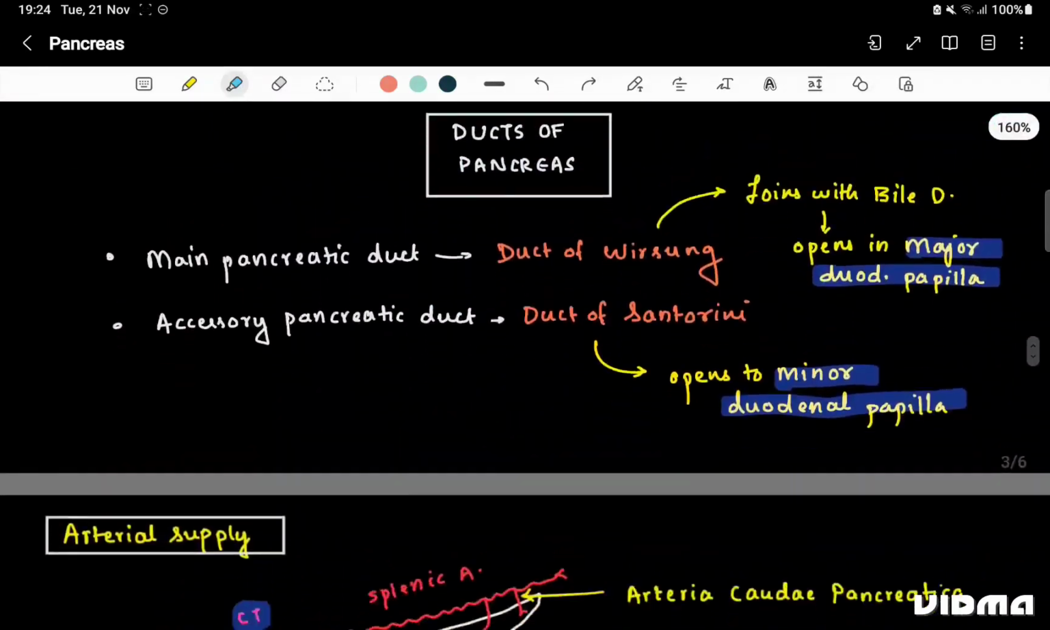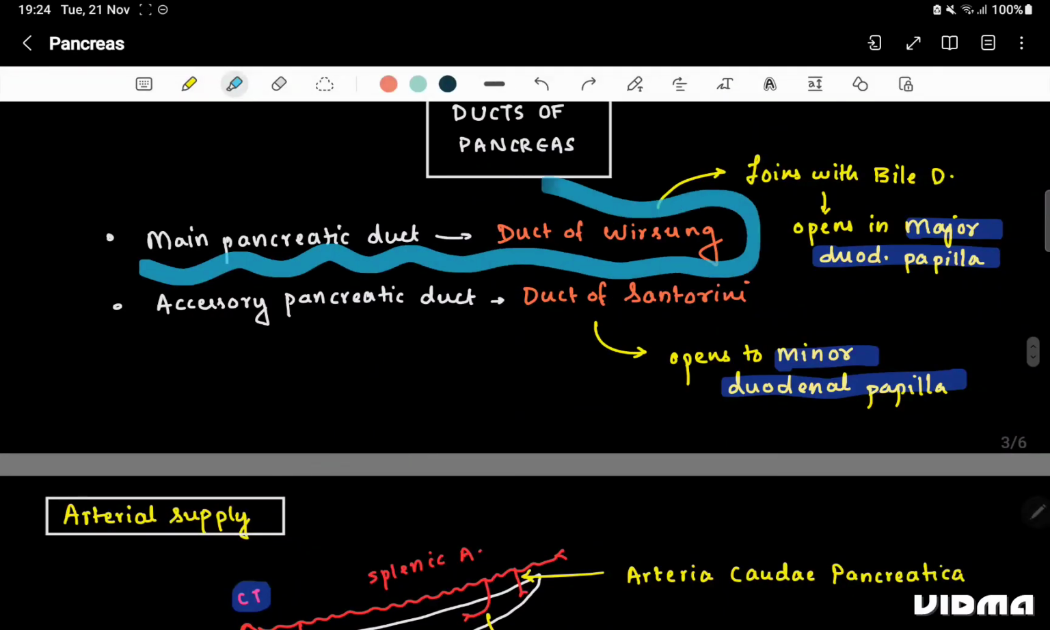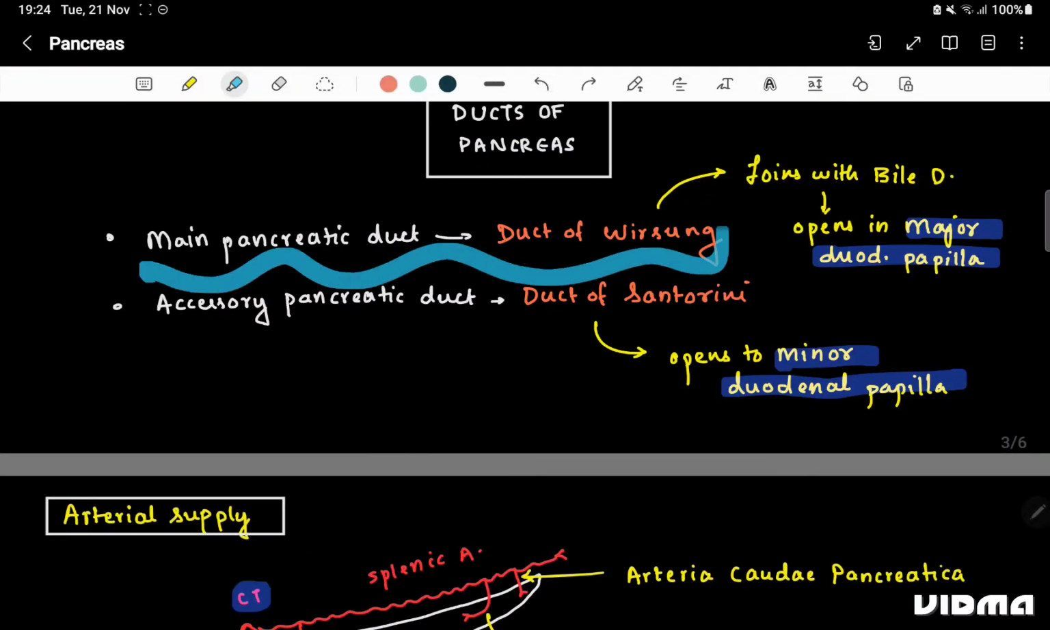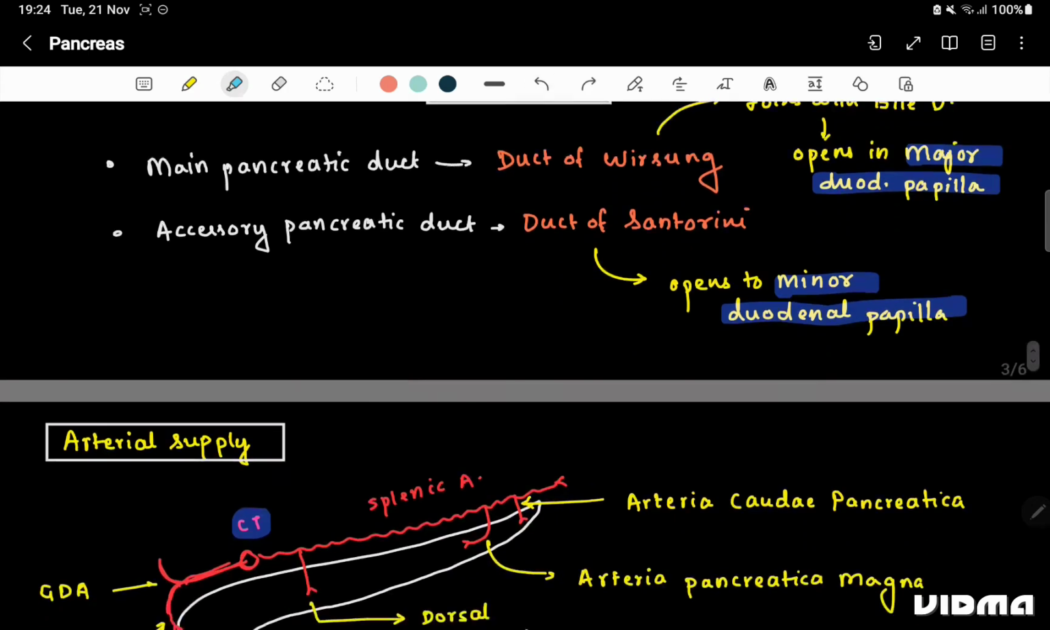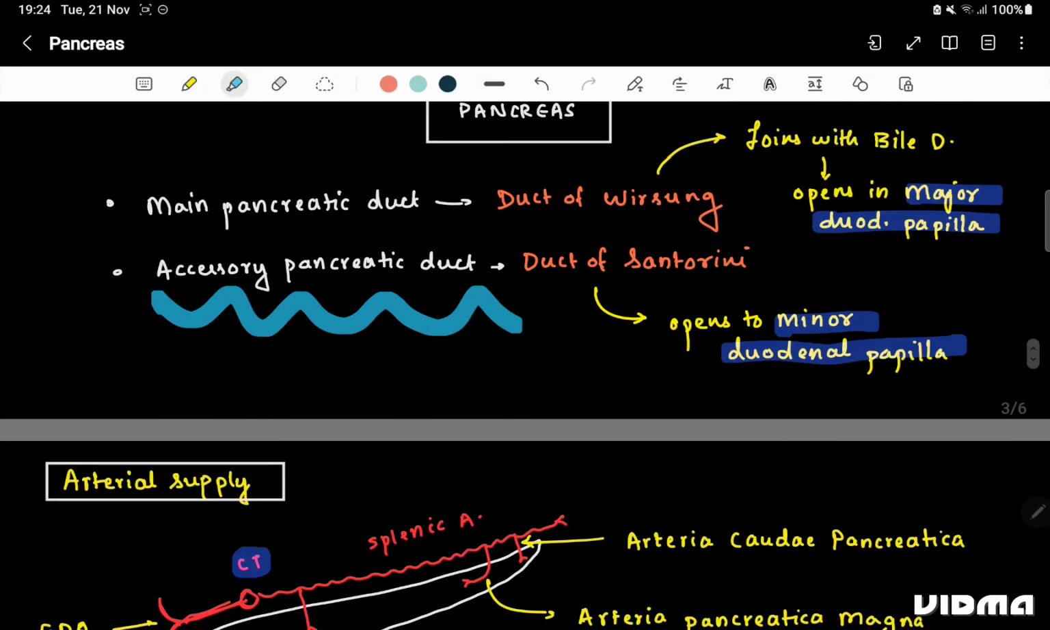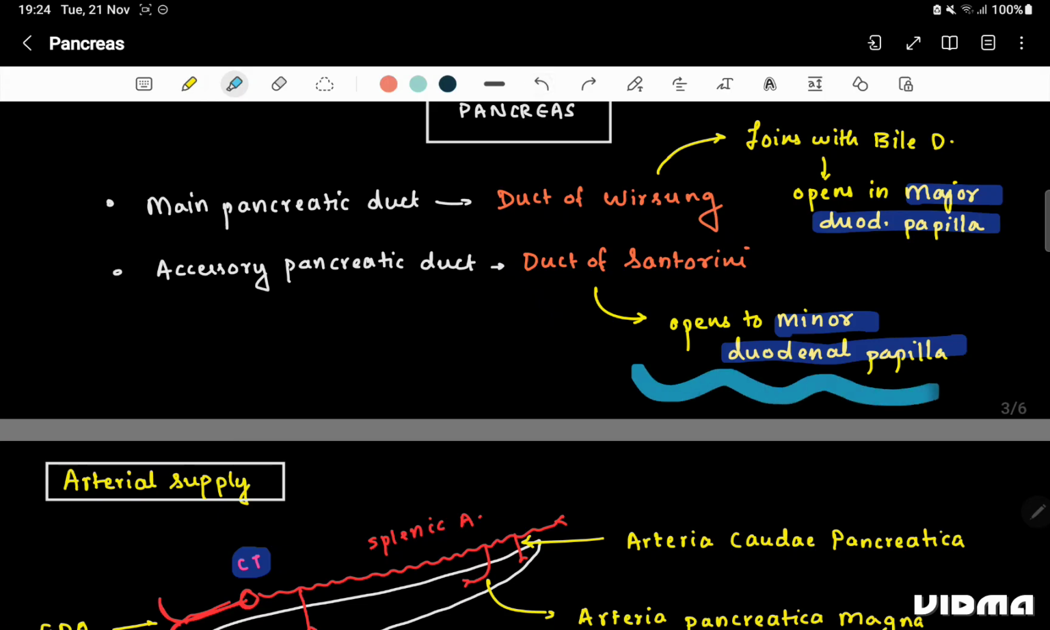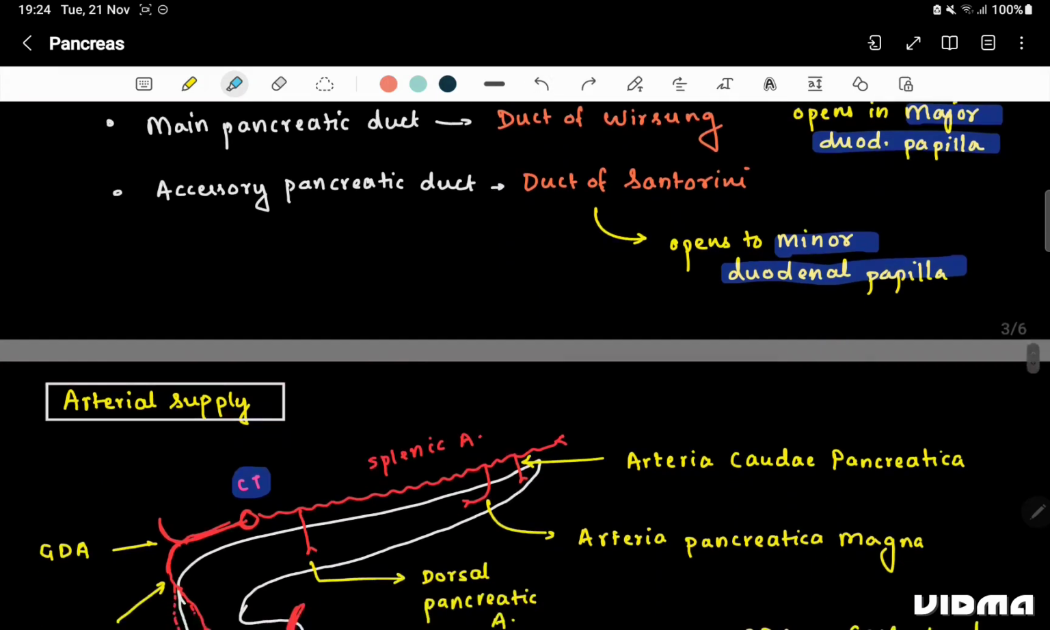Let's discuss the ducts of the pancreas. The main pancreatic duct is called the duct of Wirsung, which joins the bile duct and opens into the major duodenal papilla, which we saw just a few minutes ago. The accessory pancreatic duct is called the duct of Santorini, and it opens into the minor duodenal papilla.